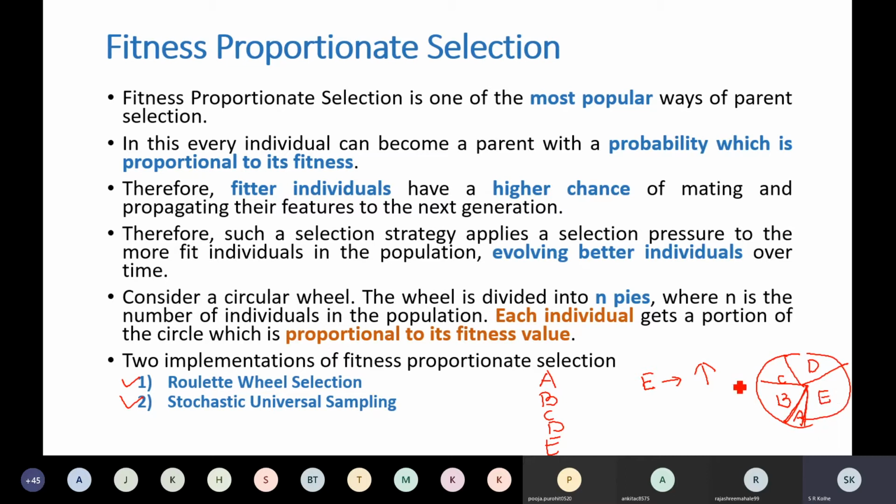The reason is E has higher fitness value. So this is the basic mechanism which is used in this fitness proportionate selection technique.